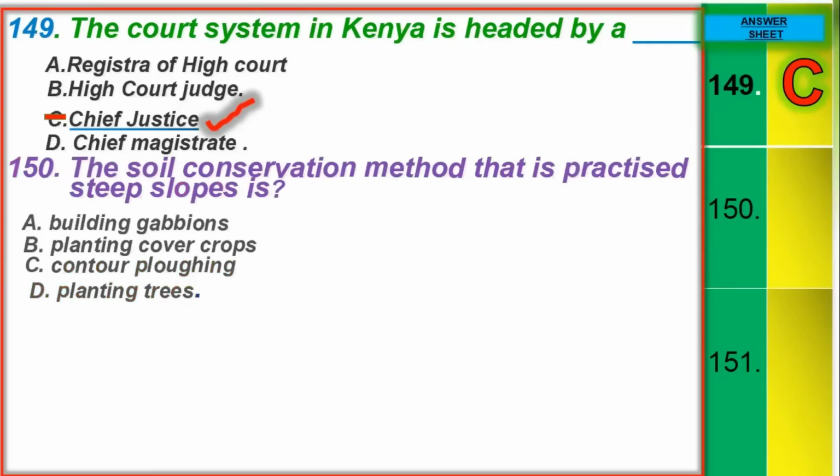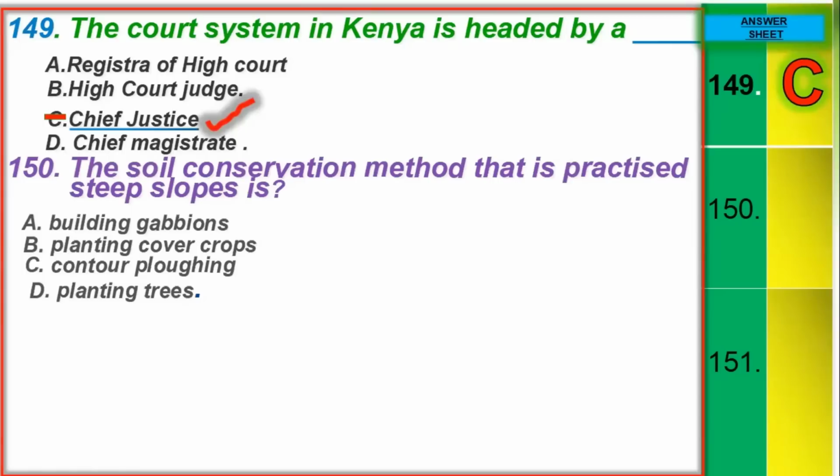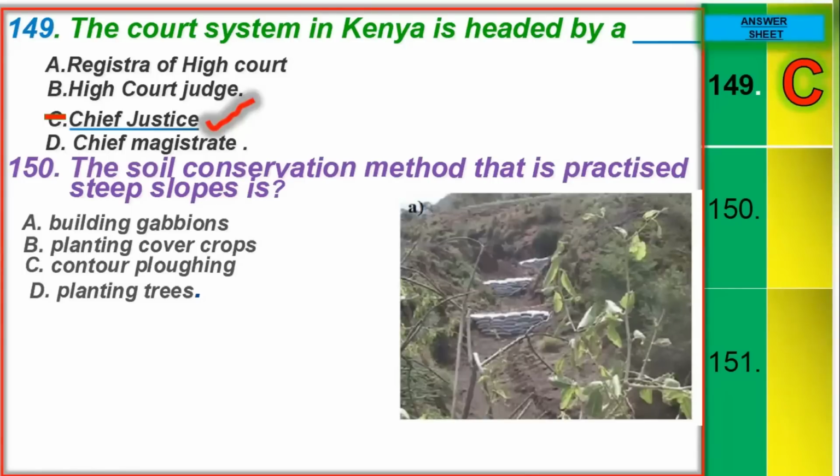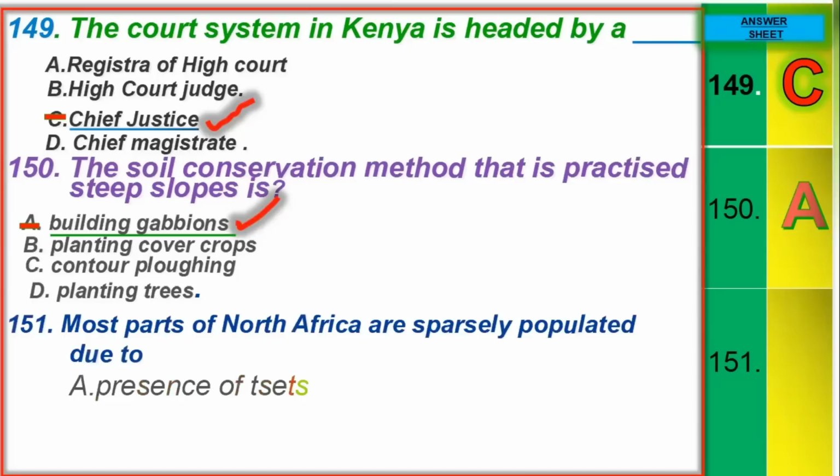Question 150. The soil conservation method that is practiced on steep slopes is: building gabions, planting cover crops, contour plowing, or planting trees. Look at this. When it is steep, we have building of gabions, as you can see. So the correct answer here should be building gabions.